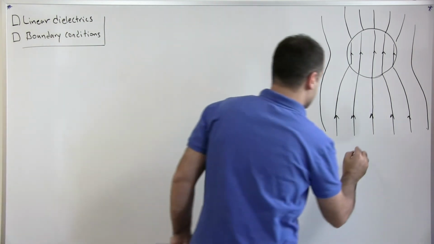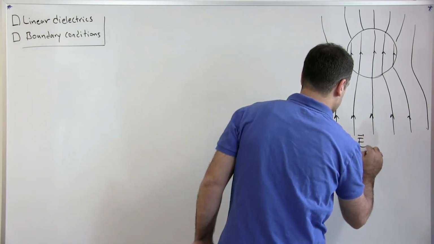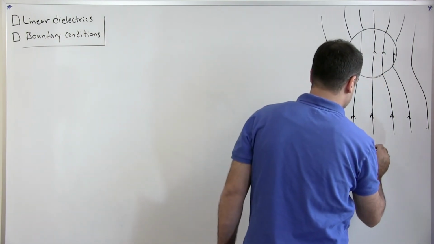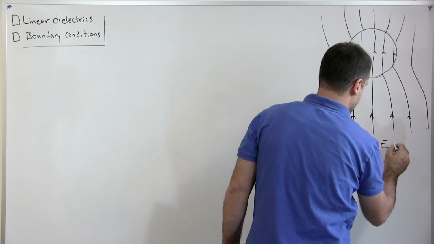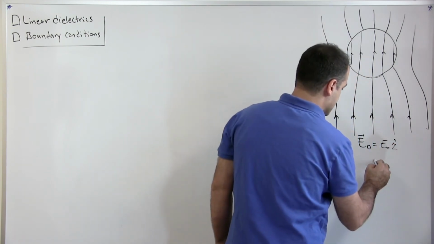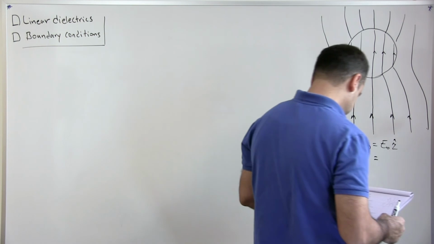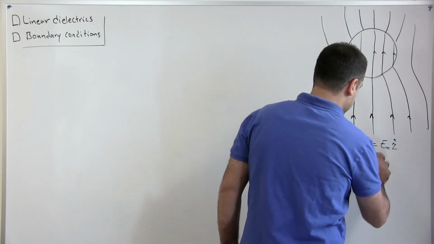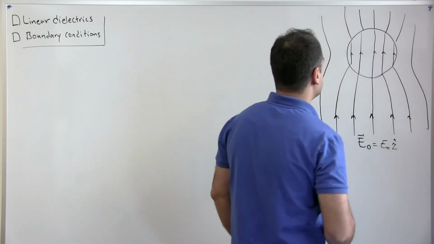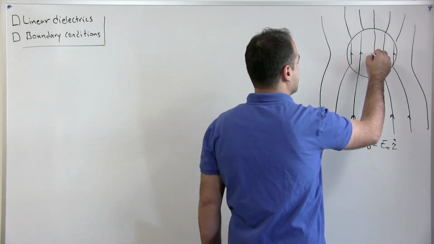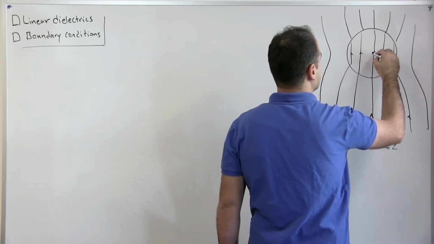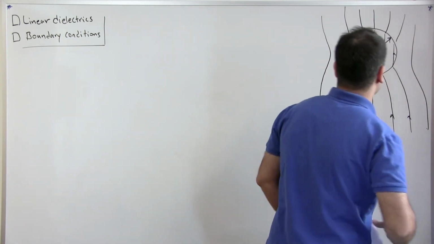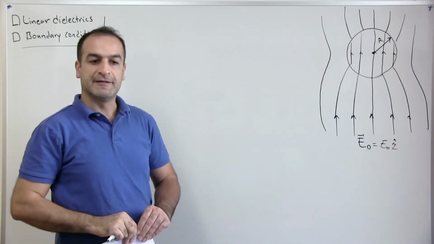Okay, so the electric field outside is E naught. If we make the assumption that the z direction is up, E naught is basically a constant, E naught times z hat. And then I'm going to use spherical coordinates, assuming that the origin is here, the radius of the sphere is R, okay? And I'm going to look at the potential.